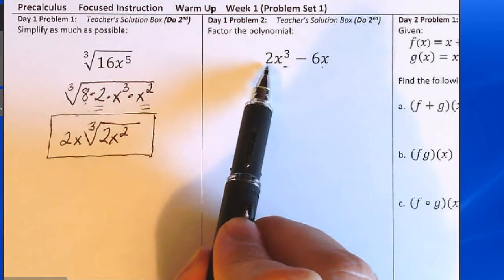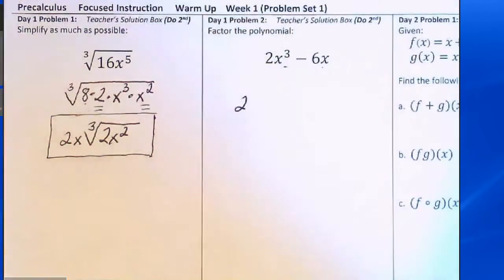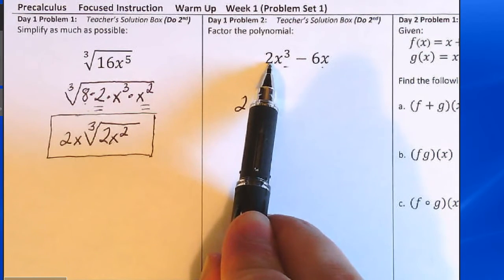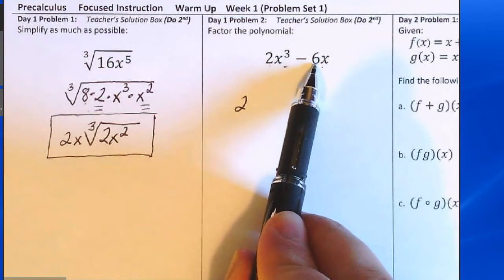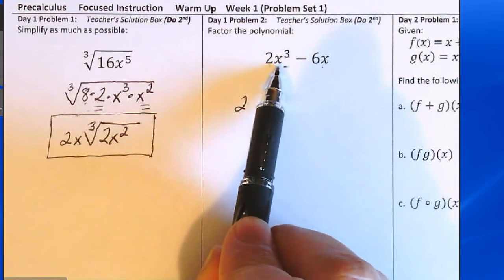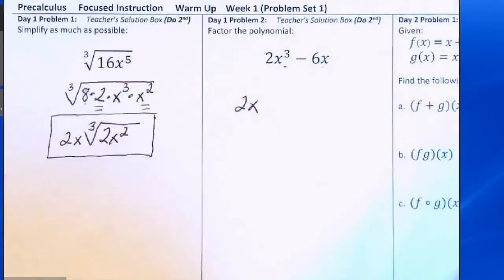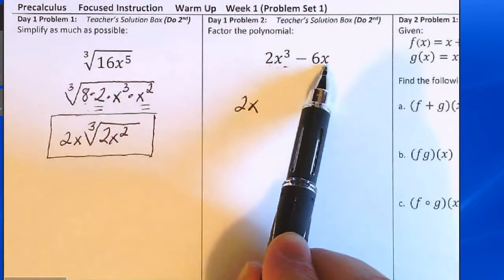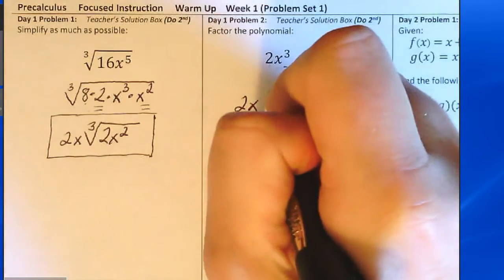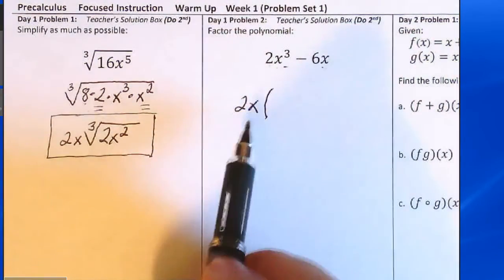The greatest number that divides into this coefficient and into this coefficient is 2, because 2 divides into 2 evenly, and 2 divides into 6 evenly. Now let's look at the variables. The greatest amount of x's that divides into this and into this is a single x. Because this last term only has a single x, we can't divide more x's into this than what's there to begin with. After the 2x, we're going to put a parenthesis and write down what the other factor would be.